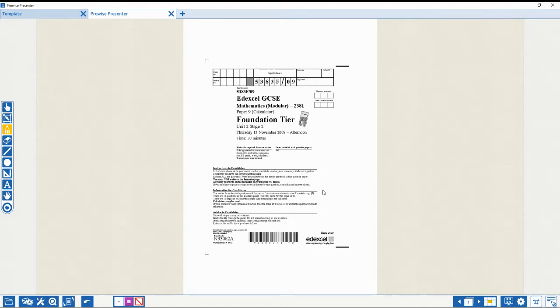Okay, these are the video solutions for November 2008. Foundations here, units to 2, sorry, stage 2, and this is a calculator paper.